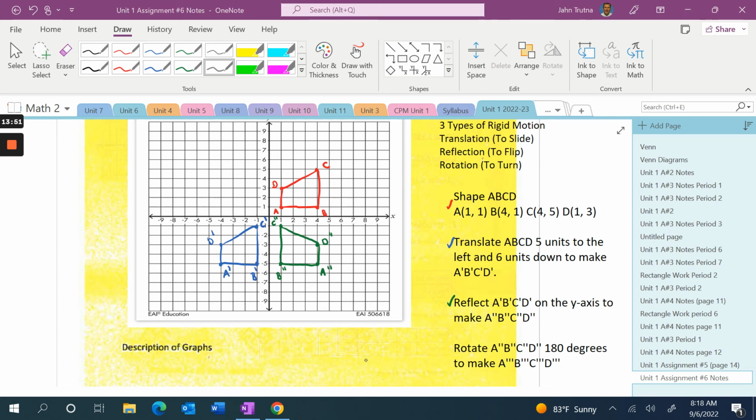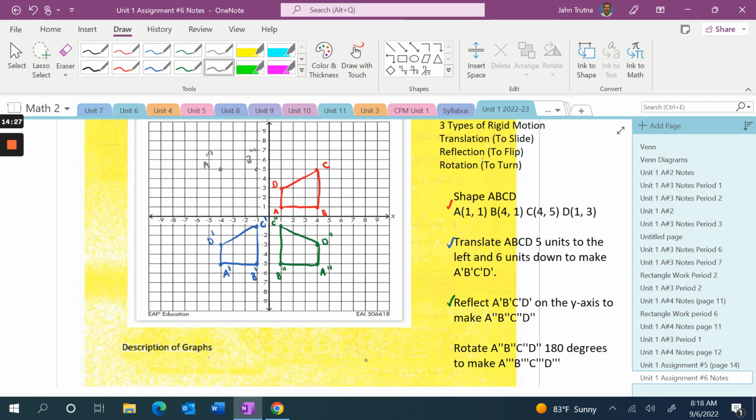Okay, so when we rotate it, let's rotate A double prime, which has coordinates of positive 4, negative 5. Its coordinates should be, if you do it right, negative 4, positive 5. That will become what we call A triple prime. B double prime, which has coordinates of positive 1, negative 5, will become negative 1, positive 5 when you rotate it 180 degrees. So B triple prime will end up here.